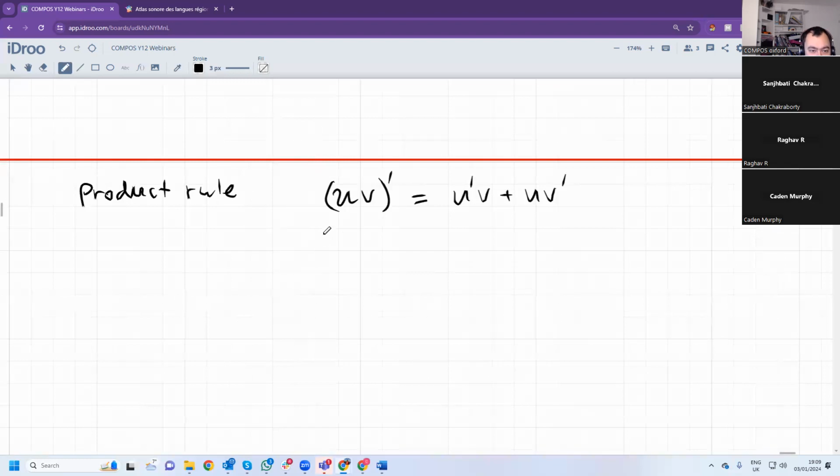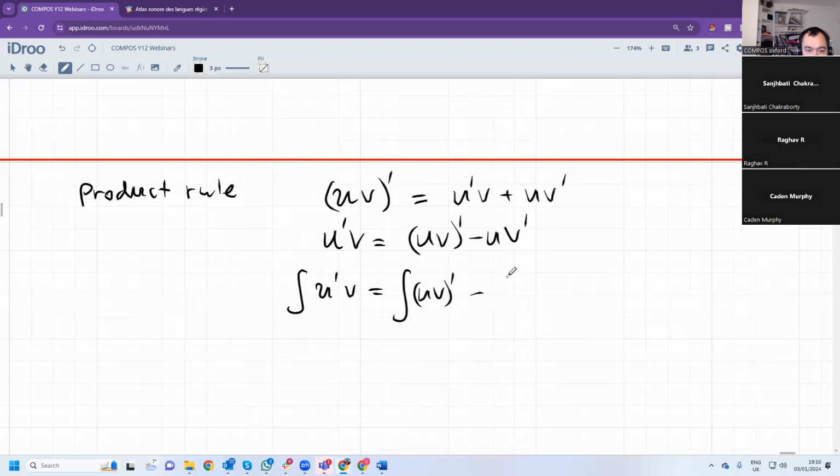So you could write that u dash v can be written as (uv) dash minus uv dash. Now we integrate both sides. So we integrate: the integral of u dash v equals the integral of (uv) dash minus the integral of uv dash dx, of course, dx.